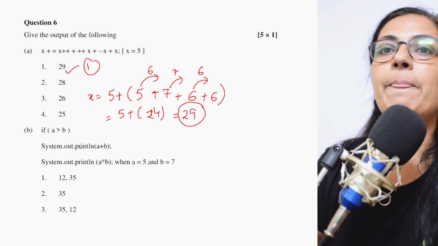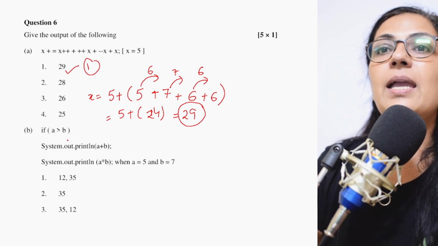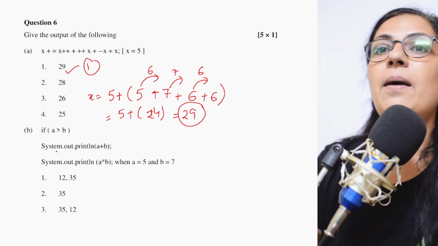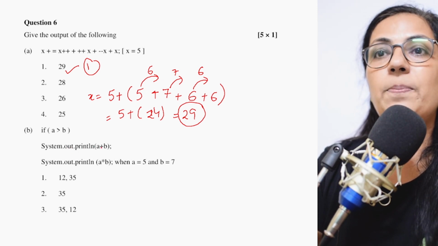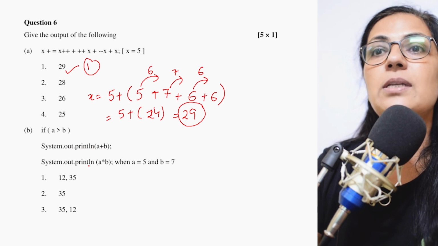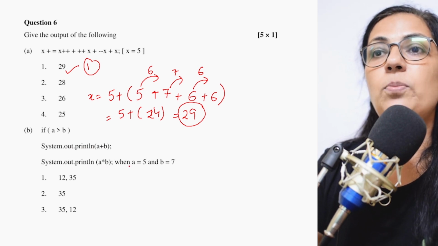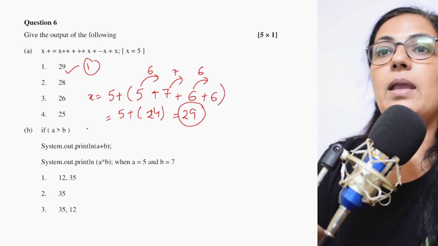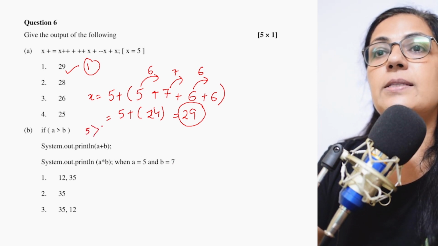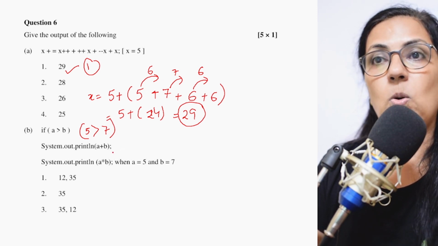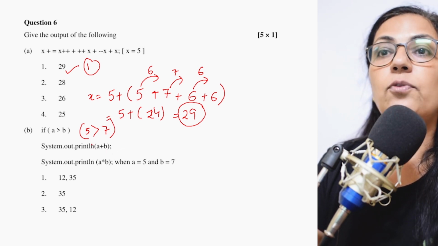Right children? Now if A greater than B, system.out.println A plus B, and system.out.println A into B, when A equals 5 and B equals 7. A is 5, B is 7. Is 5 greater than 7? No. The condition is false.